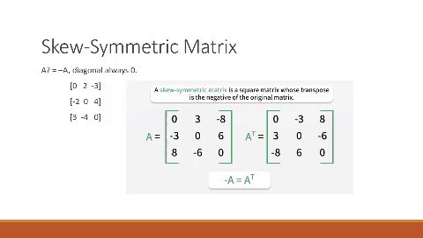Some key points: it must be a square matrix. Diagonal elements are always 0. Elements mirror across the diagonal with opposite signs.